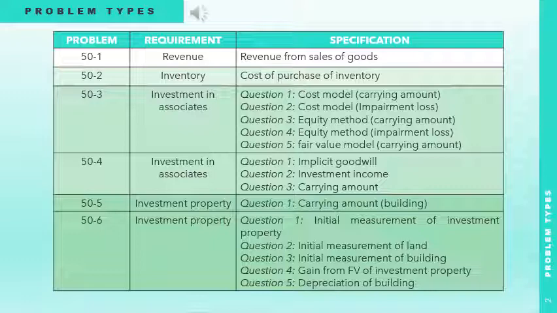So, for problem 50-1, ang hinahanap is revenue. Sa 50-2 naman is inventory. Meanwhile, dito sa 50-3 and 50-4 na problem, similar lang sila ng hinahanap, which is investment in associates. Pero, yung specific na requirement is unique or different sila from one another. Dito rin sa 50-5 to 6 na similar lang din na investment property and unique din yung mga specific na hinahanap.